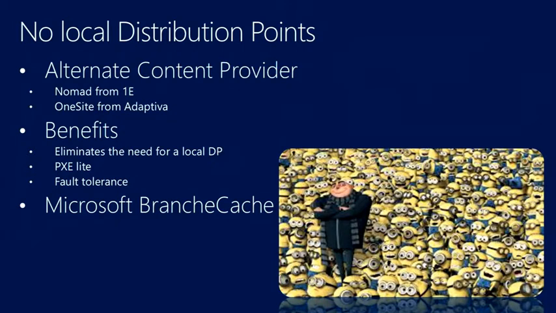No local distribution points. That's kind of back to the question you had. What you can do is set up what we call an alternate content provider. I don't know if you have heard about 1E or Adaptiva, but those are the two key players on the market, actually the only players on that market. All your clients will become distribution points. That's why I have Despicable Me here in the background, because they will all just work and use daisy chaining. I will start pulling down some content from you, and once I have the content, I will start sharing it with you, and so on and so forth.